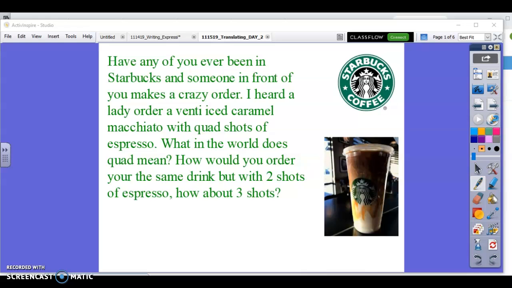All right, so the word quad means 4 times that amount. And if you wanted to write 2, you could say double. And about 3, you could say triple. So anytime you see the word double, it means 2 times. Triple means 3 times. Quad means 4 times.